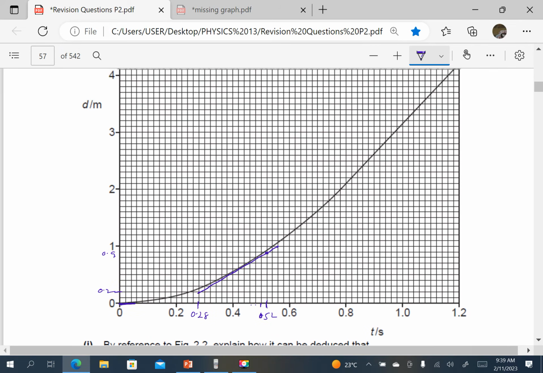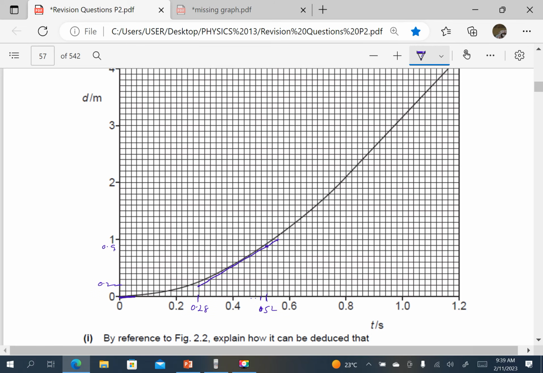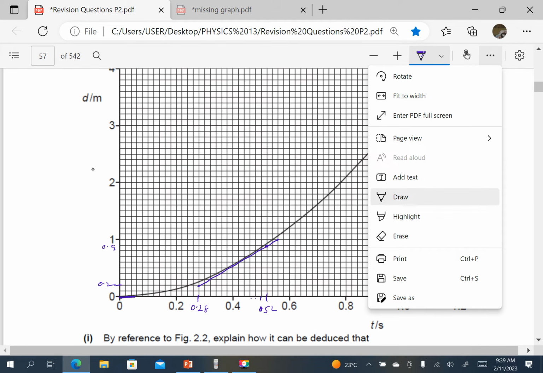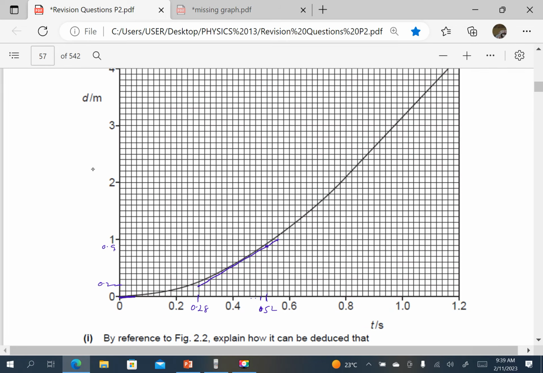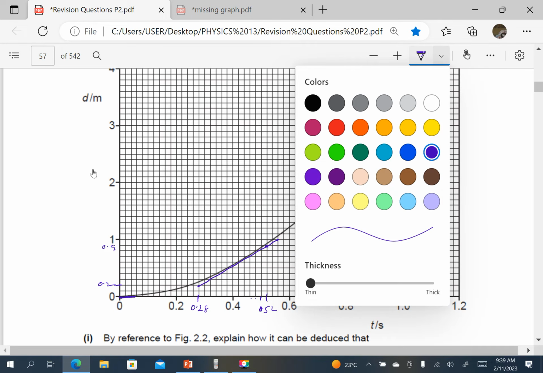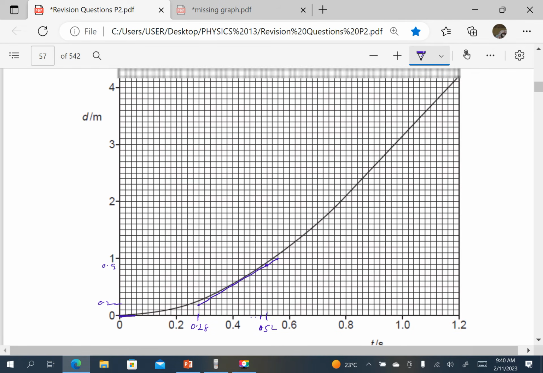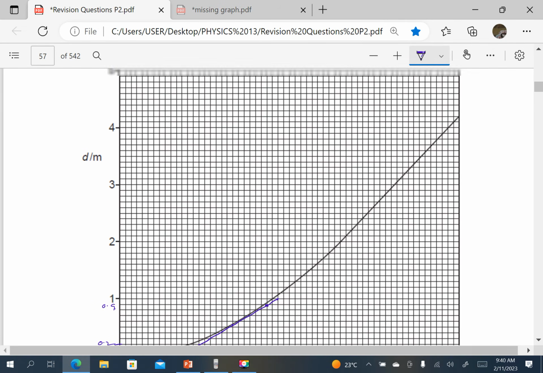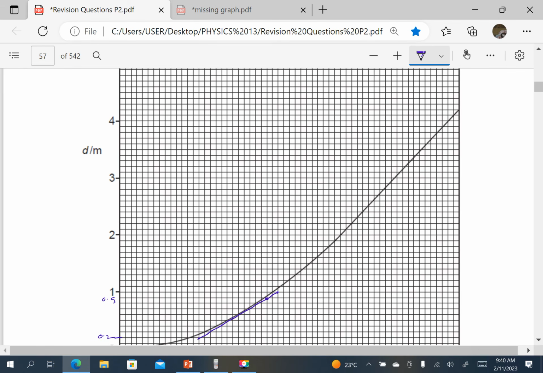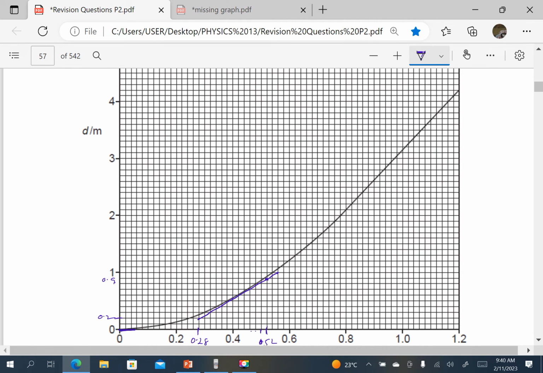So for negligible air resistance, we shall just draw a continuous curve, which will never become a straight line, because if it becomes a straight line, it means that at some point the velocity became constant because there was air resistance. But this one, the velocity should continue increasing indefinitely. Okay, I'm going to try and sketch this. It is not easy, but I'll try my level best. So the graph will start from the same point, but will always be above this one.